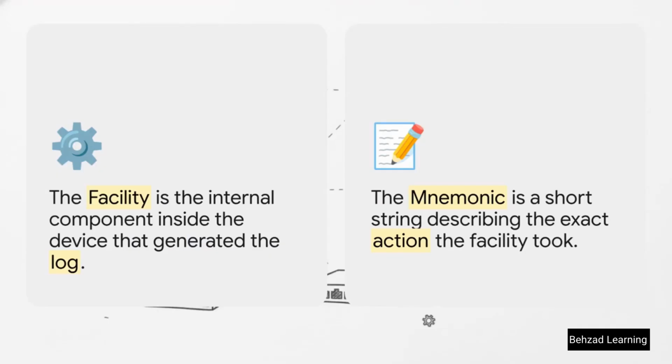People always mix up the facility and the mnemonic. So let's clear that up. The facility is the internal part of the router that's complaining, like the link or the line protocol. The mnemonic is the specific event that just occurred, like up, down. Just remember, the facility is who is complaining, and the mnemonic is what they just did.